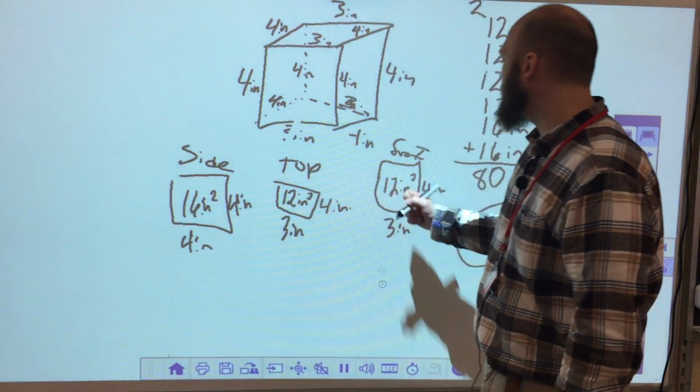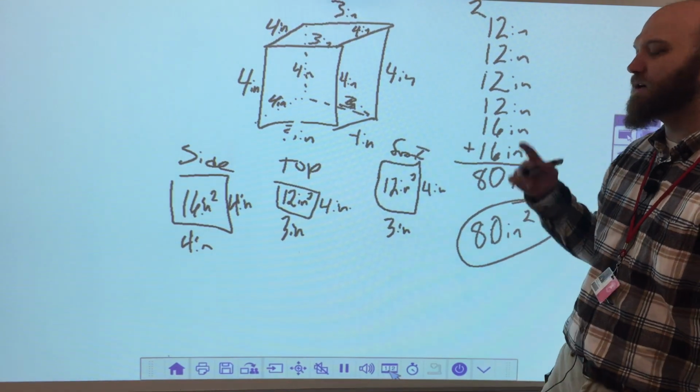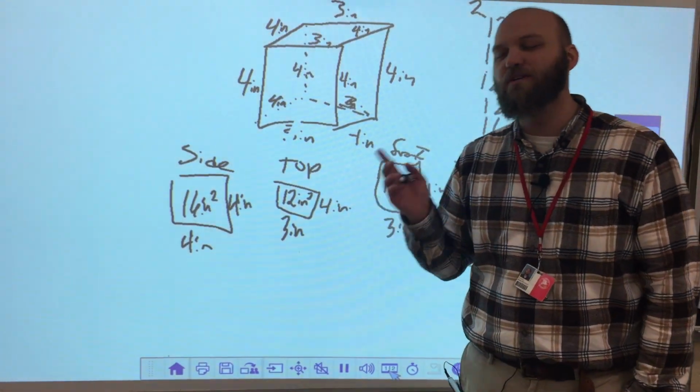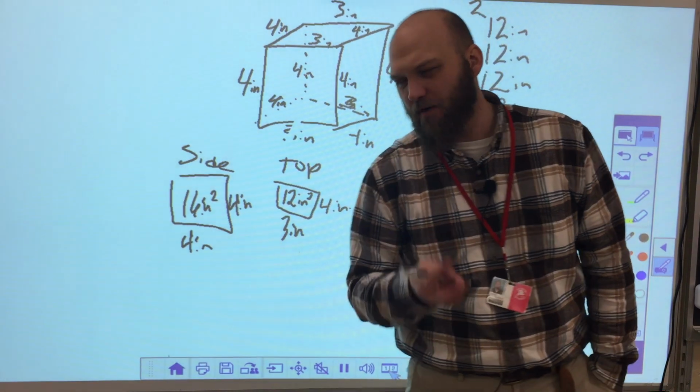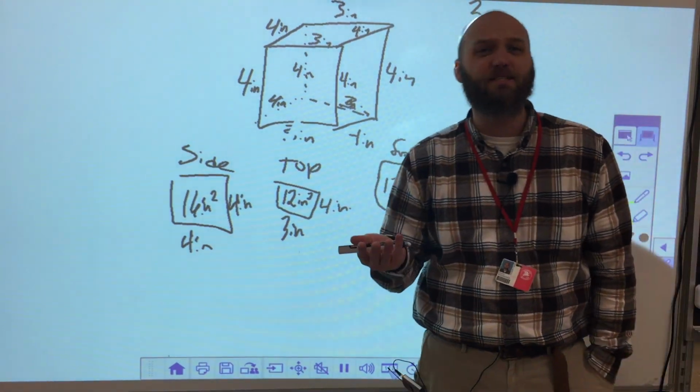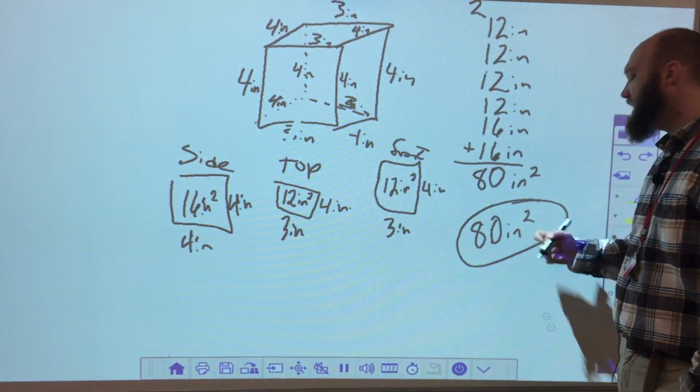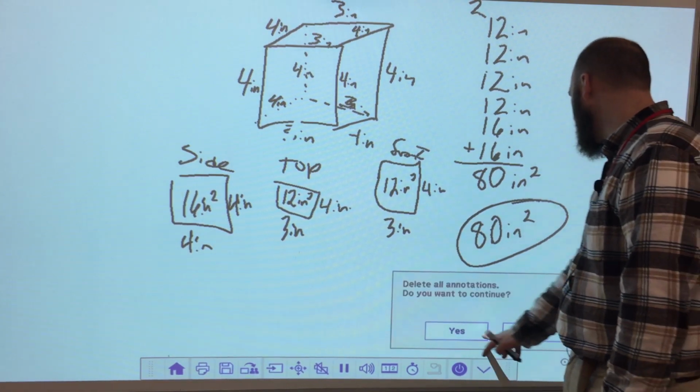So if I know the front's 12 inches, the back's 12 inches, the top's 12 inches, the bottom's 12 inches, the left's 16 inches, and the right's 16 inches, they all add up to be 80 inches squared. So let's see what it looks like in your book here really quickly.